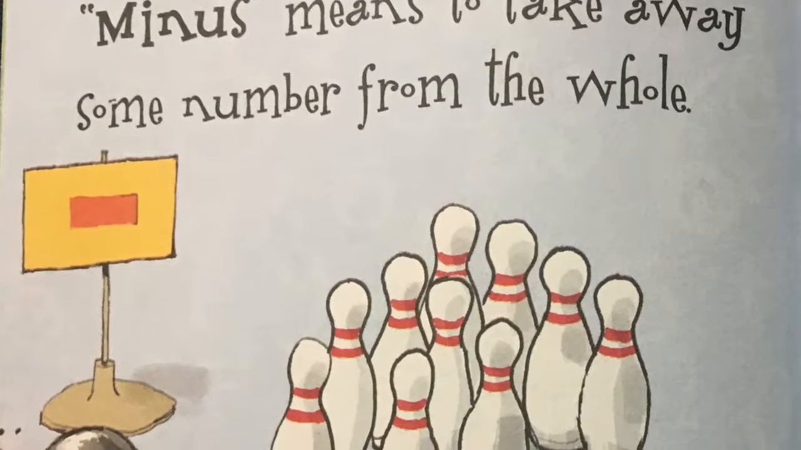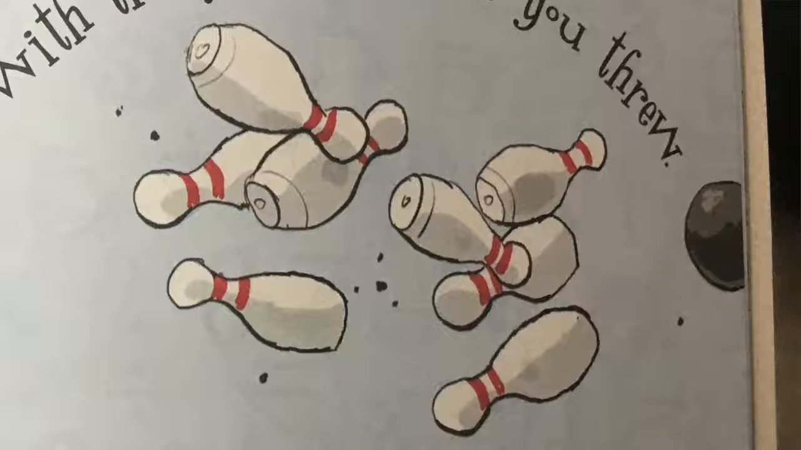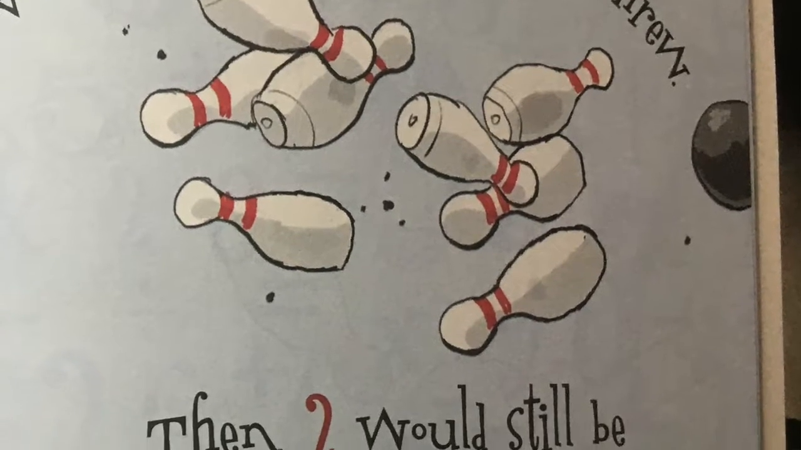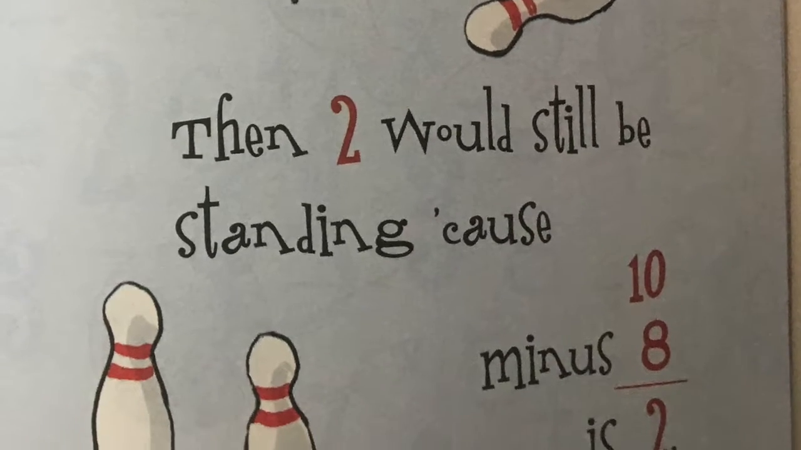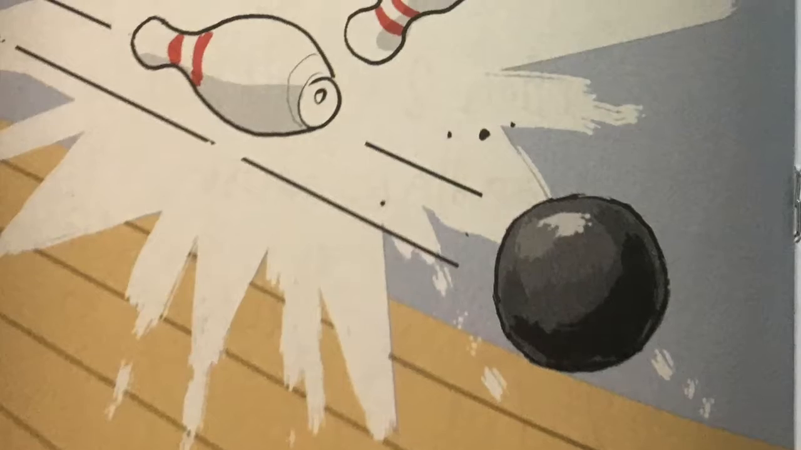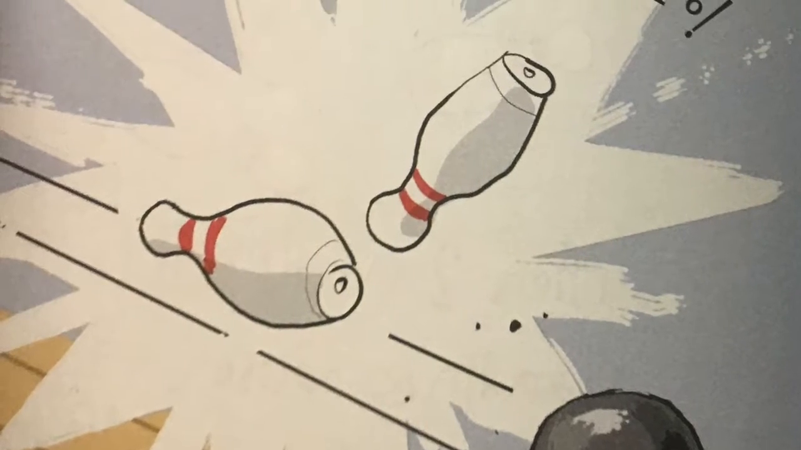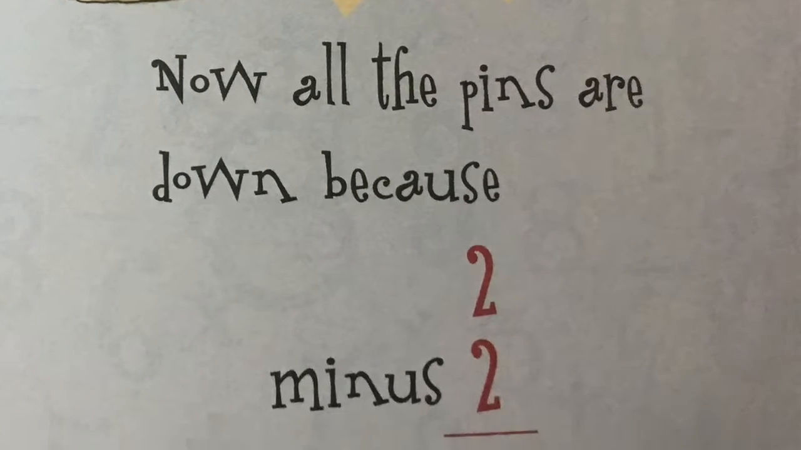Minus means to take away some number from the whole, like if you had 10 bowling pins and grabbed a ball to roll. Let's say you knocked down 8 pins with the first ball that you threw, then 2 would still be standing, because 10 minus 8 is 2. Your second ball knocks down 2 more. You did it. You're the hero. Now all the pins are down because 2 minus 2 is 0.